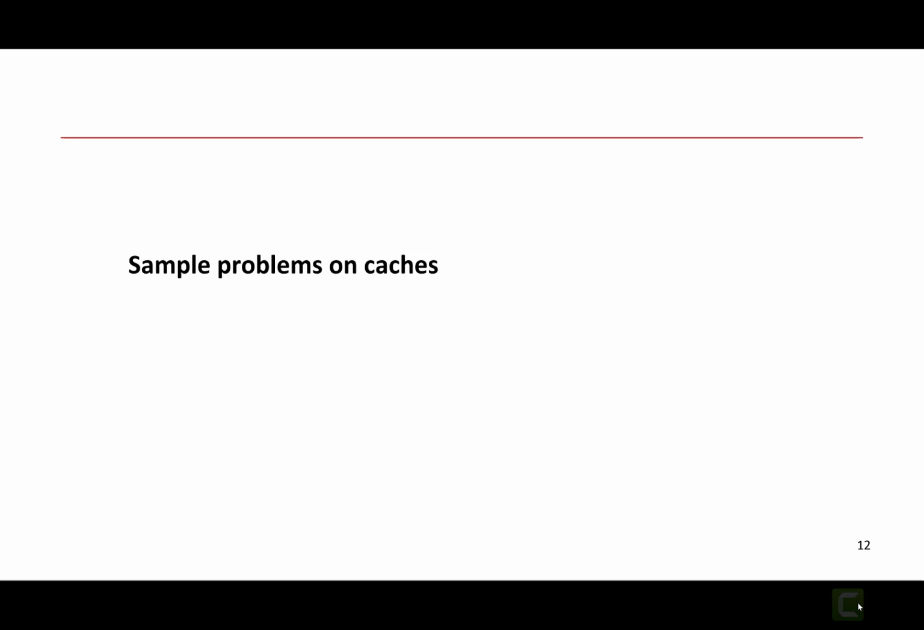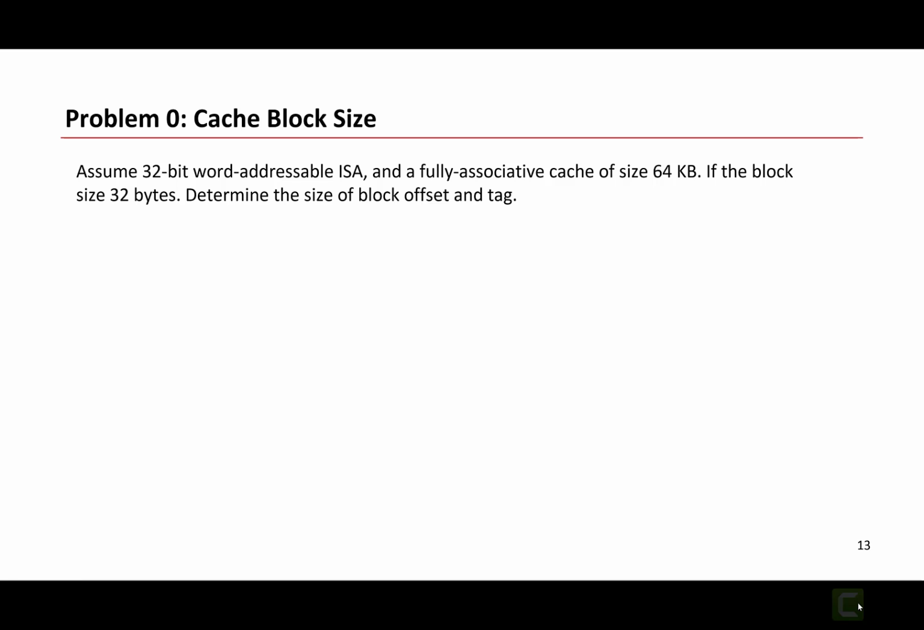Okay, now let's take a look at a few sample problems on caches. So in this problem, we'll try to understand the difference between a byte addressable ISA versus a word addressable ISA.